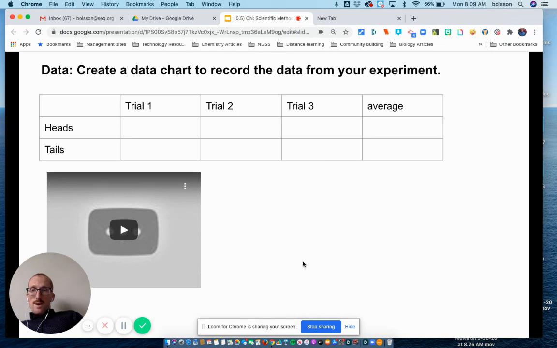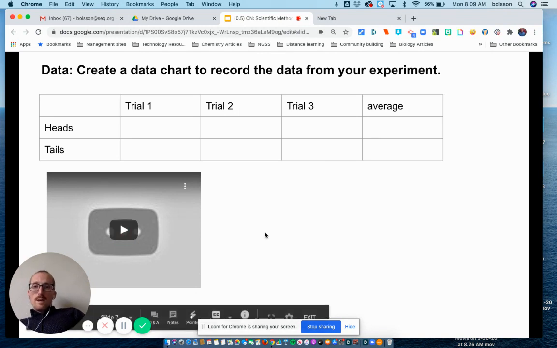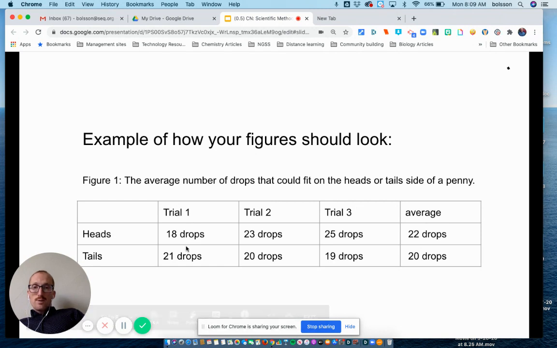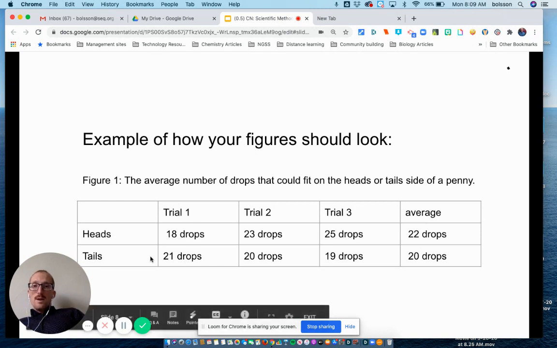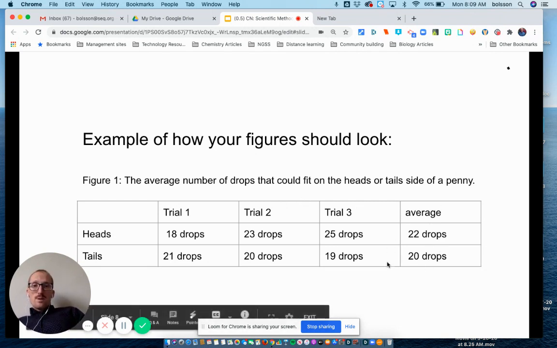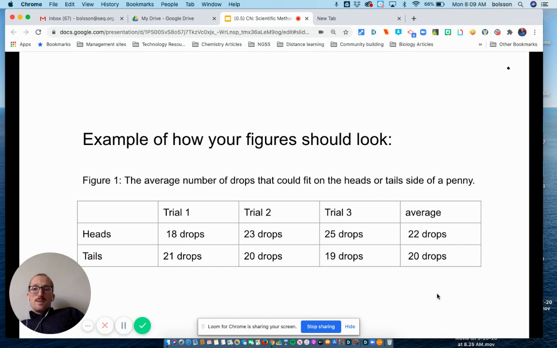Okay, so now we can record our data. So here you can see that was our first trial. We had 18 drops and then 21 drops. And then you can see here I have more data that I collected later, and you can see the average here. So now we have data from this experiment. So once you've got data, you can then come to some sort of conclusion, okay?